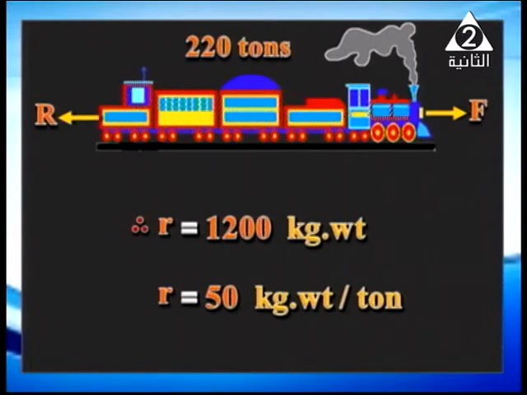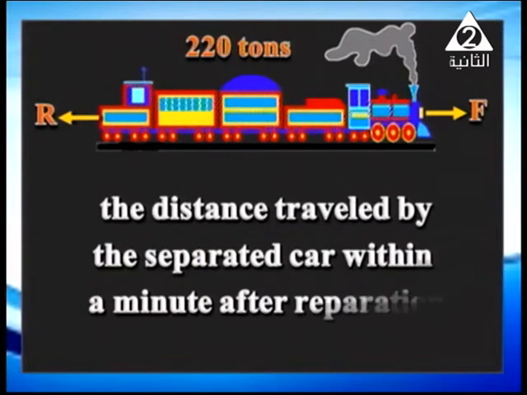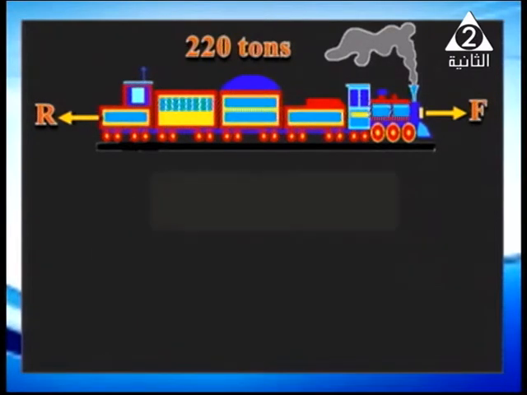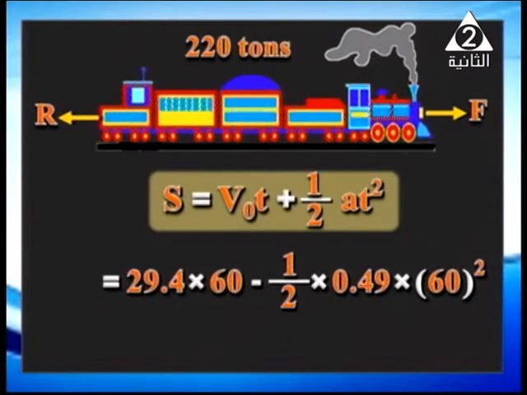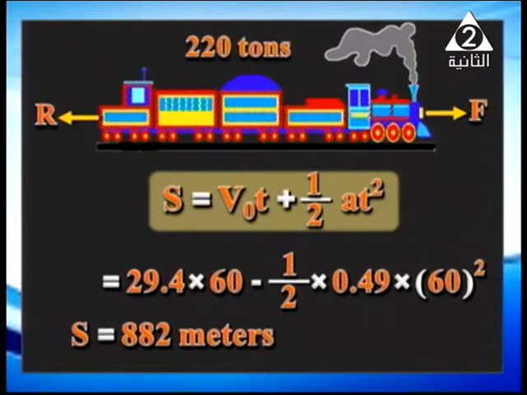The distance traveled by the separated car within a minute after separation: S equals V naught T plus half AT squared. By substitution to find the distance, S equals 882 meters after separation.